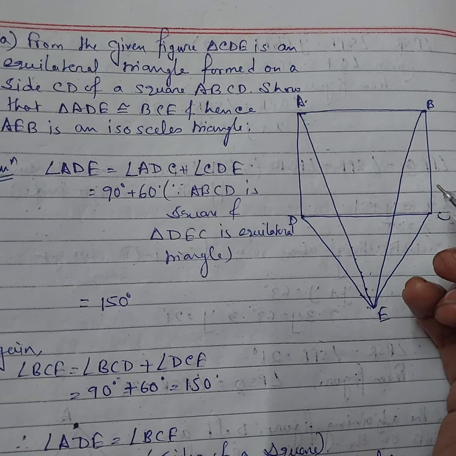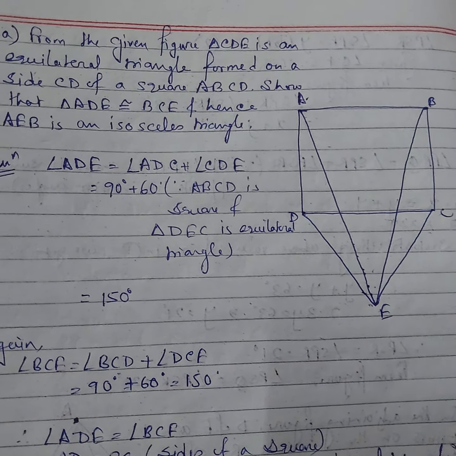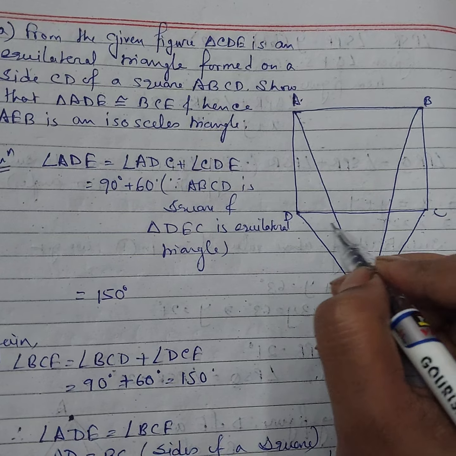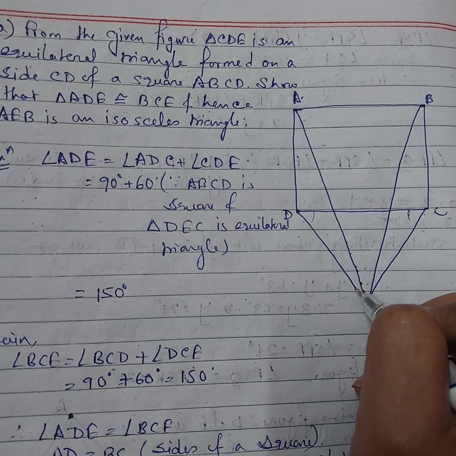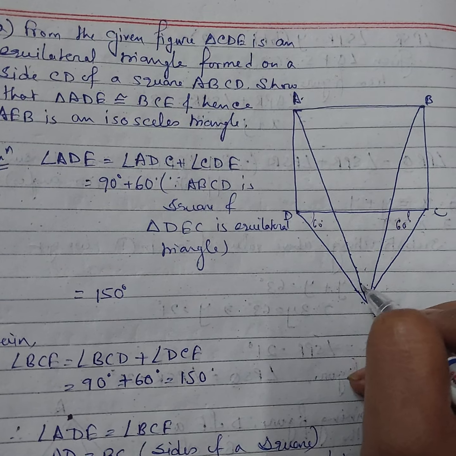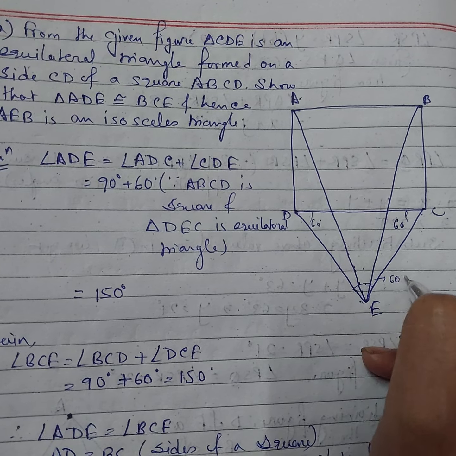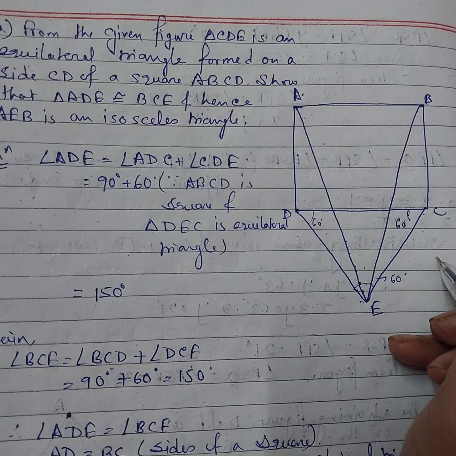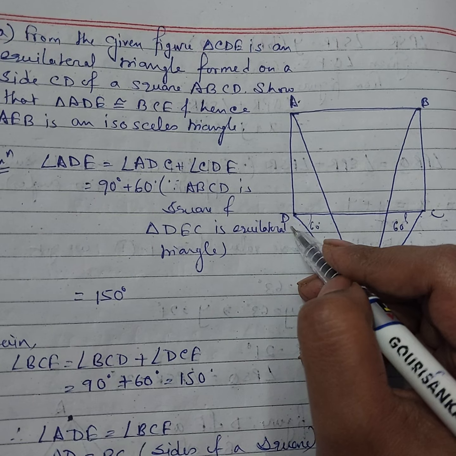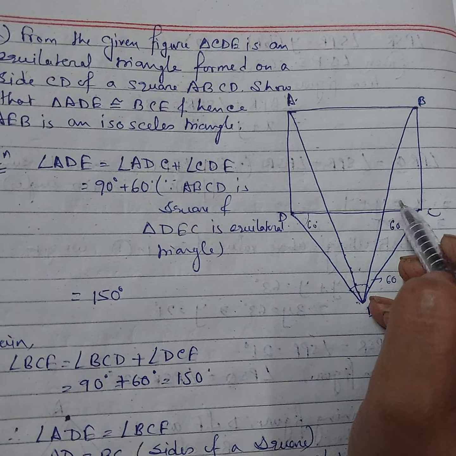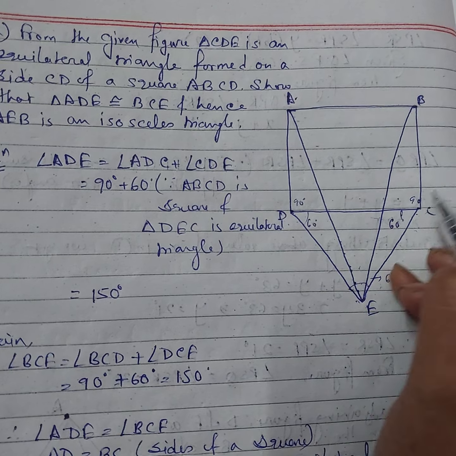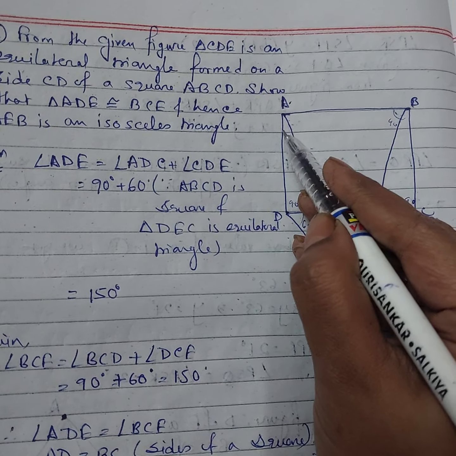Okay, so let's see what we have to do. Since DEC is an equilateral triangle, the measurement of each angle will be 60 degrees. This is 60, this is 60, and this is also 60. Since ABCD is a square, each angle will be 90 degrees. Okay, 90, 90, 90 and 90 degrees.